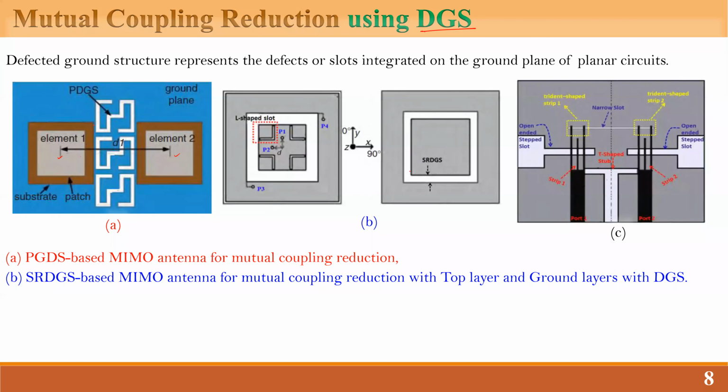In the ground level, they put one kind of slot that acts as a DGS. Again, all DGS are named after the shape of the structure. You can see it is an SR DGS, which stands for square ring defected ground structure. SR stands for square ring defect. Okay.